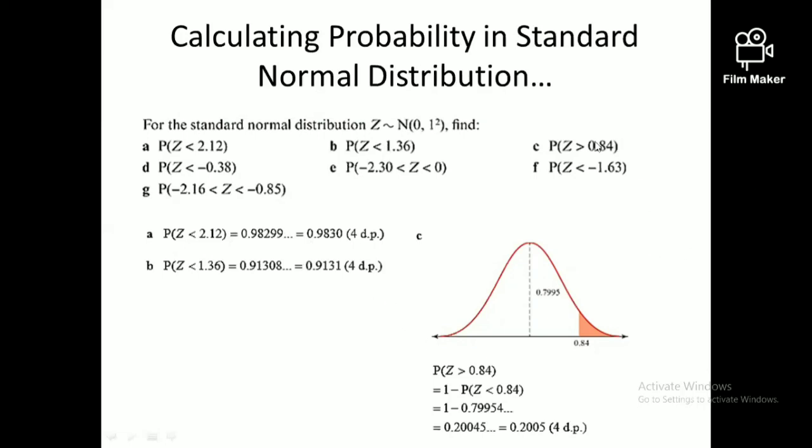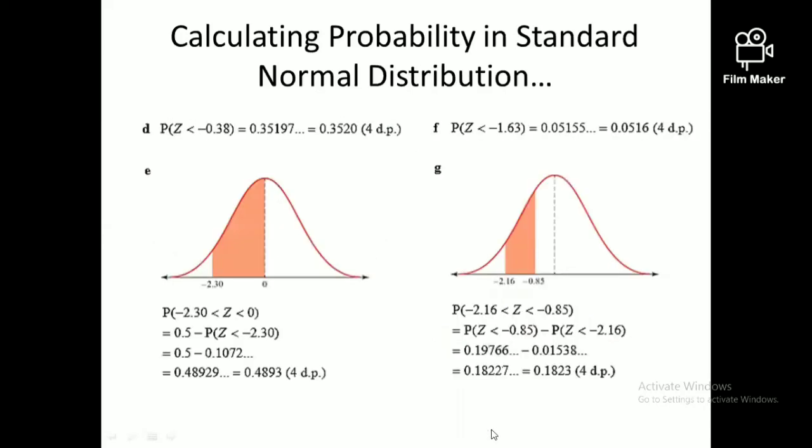Then if you want to get probability of Z is greater than 0.84, if you read 0.84, you'll be getting the lesser region, this area. That is the value 0.7995. But if you read the greater area, what you need to do? Total area is 1 minus this answer. You can obtain the answer for this bit. So you can obtain the answer 0.2005 from that.